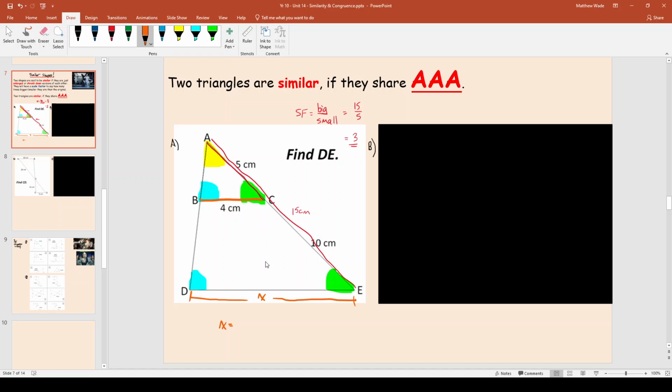So it matches to the 4. Here's literally all you have to do. Write down the 4 to start with and just say to yourself, is the X going to be bigger than 4 or less than 4? Yeah, bigger, definitely, because it's on the big triangle, right?